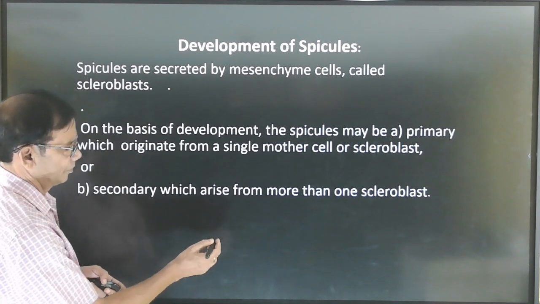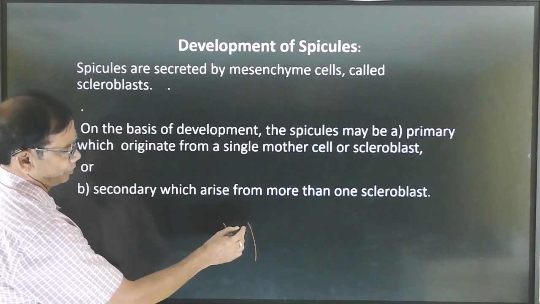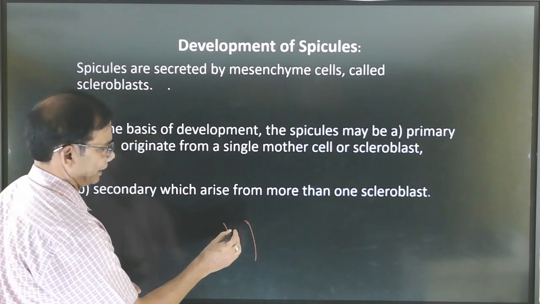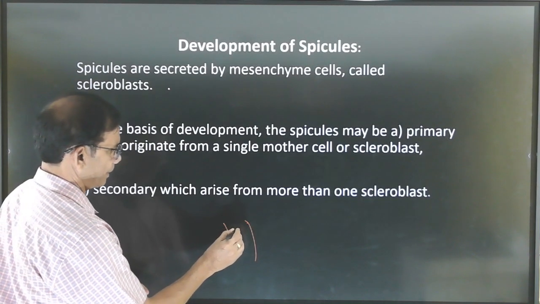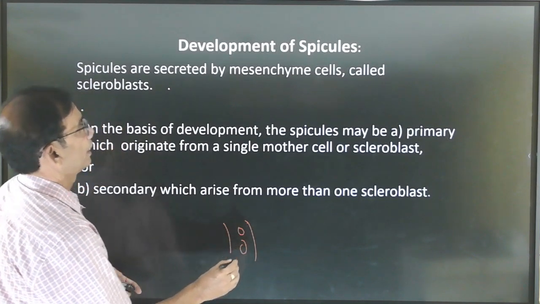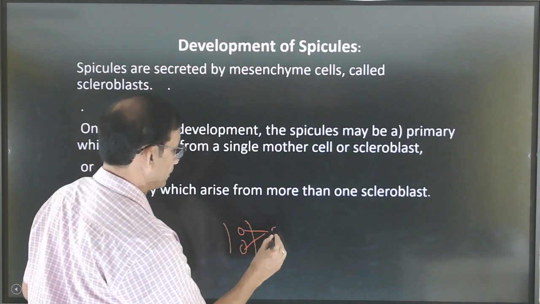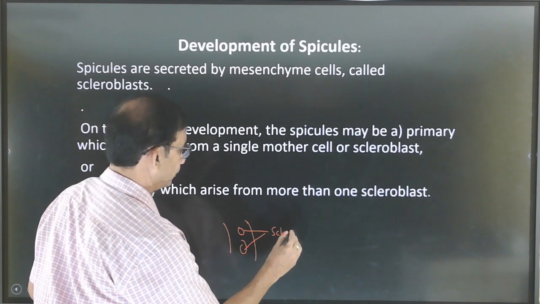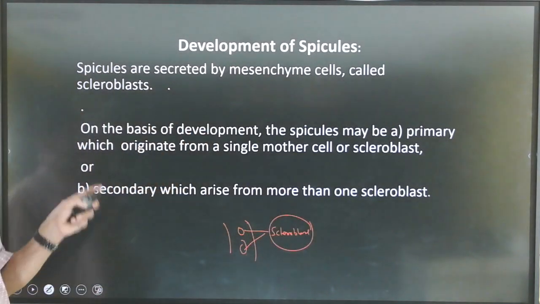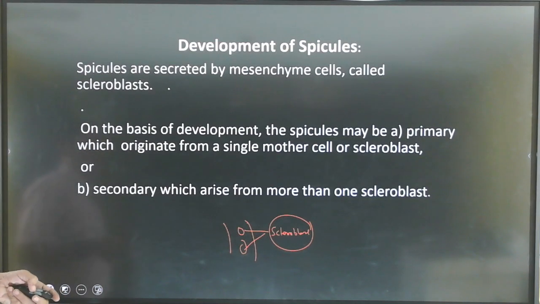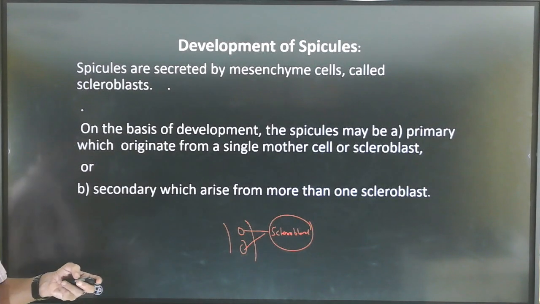Now, how is a spicule developed? As I have already told you, there are an outer layer and an inner layer, and the middle one is called mesenchyme. In the mesenchyme, a particular cell known as scleroblast helps in the formation of spicules. On the basis of development, spicules may be primary or secondary.